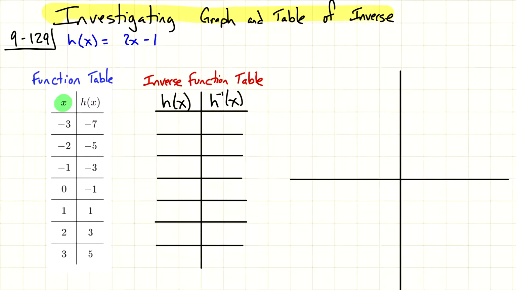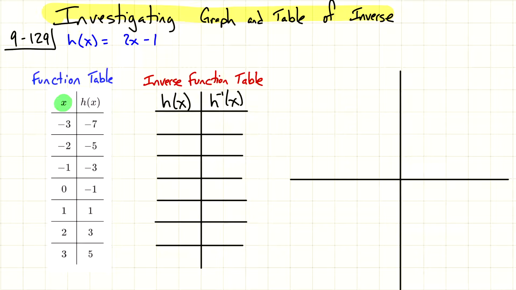Here I have this equation. This is a linear equation. h of x is equal to 2x minus 1. So I have a function table already for us. This is a table of points of x values. If I take all these values and I plug them into this equation, 2x minus 1, here's my h of x. It's going to give me all these y values. So we could plot those points and graph that very easily.